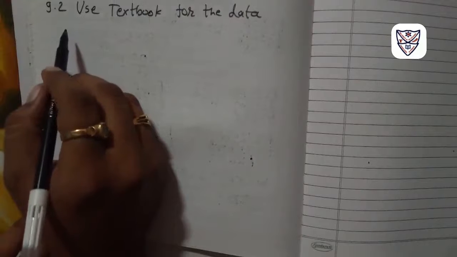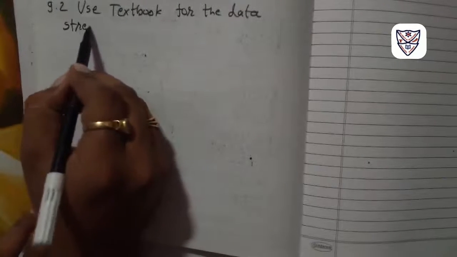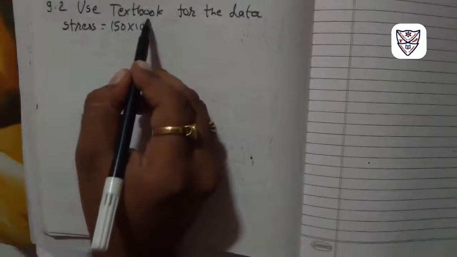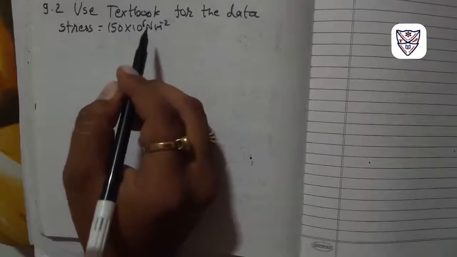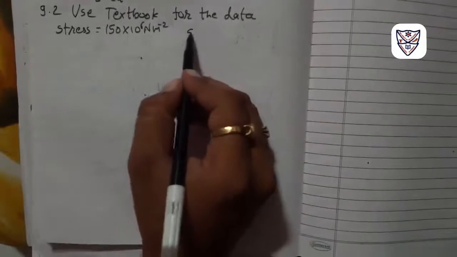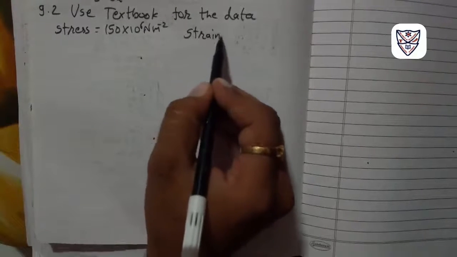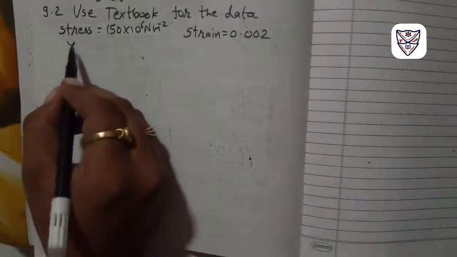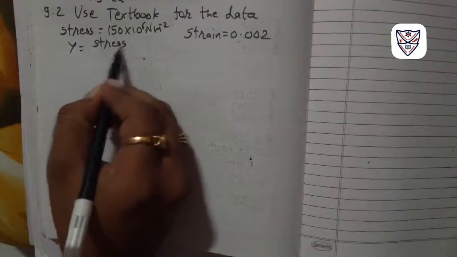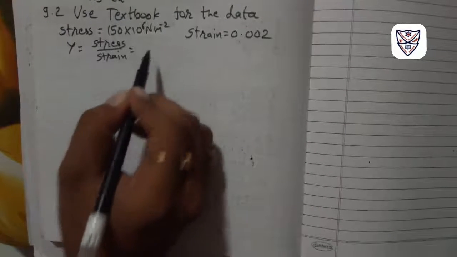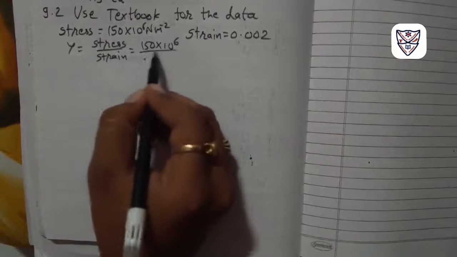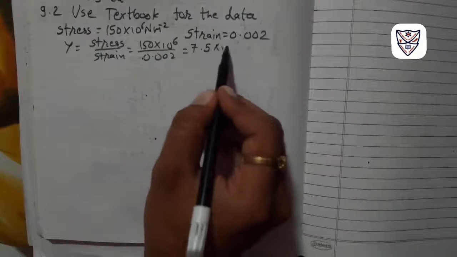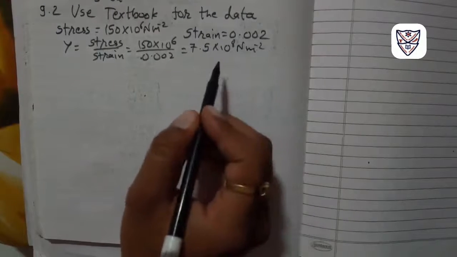So in the textbook, from the graph, we have the stress value 150 into 10 raised to 6 Newton meter to the inverse square, and the strain corresponding to that stress is equal to 0.002, right? Now we have to find the Young modulus, so Young modulus is equal to stress upon strain. So stress is 150 into 10 raised to 6 upon strain 0.002. By calculation we will get 7.5 into 10 raised to 8 Newton meter to the inverse square. So that's the Young modulus.